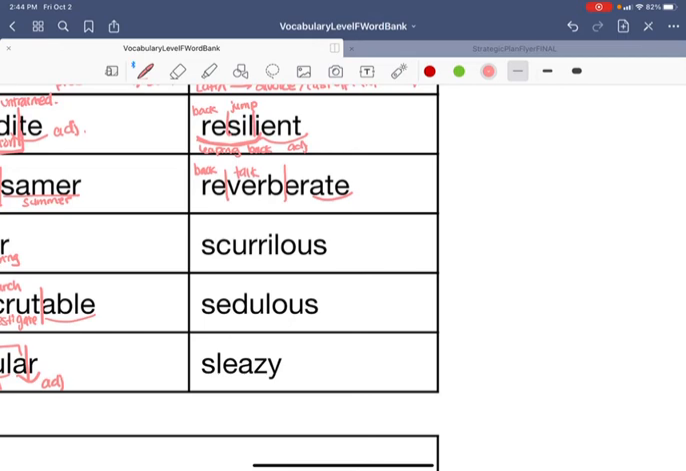Scurrilous. So scurra means something that is lowly in Latin. And ous means adjective. So scurrilous, anything that is lowly and obscene.